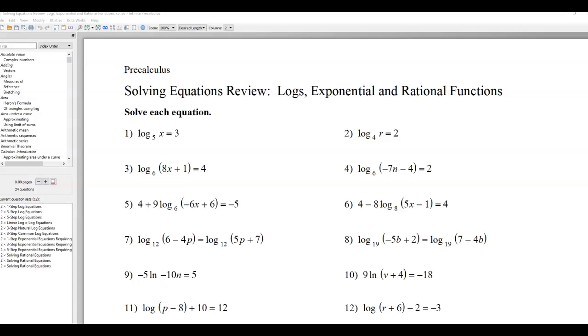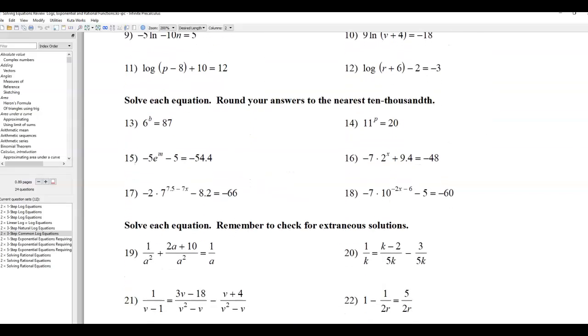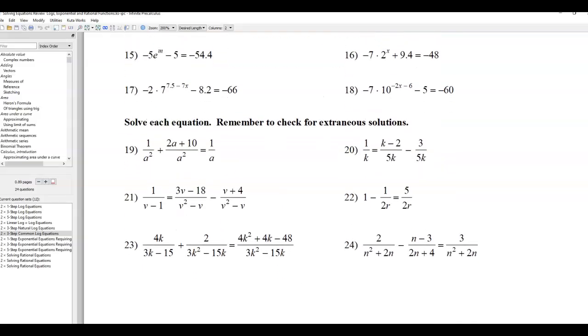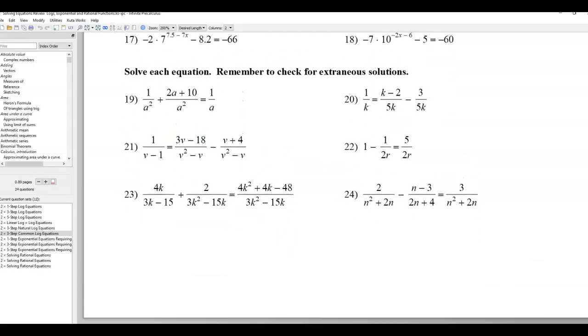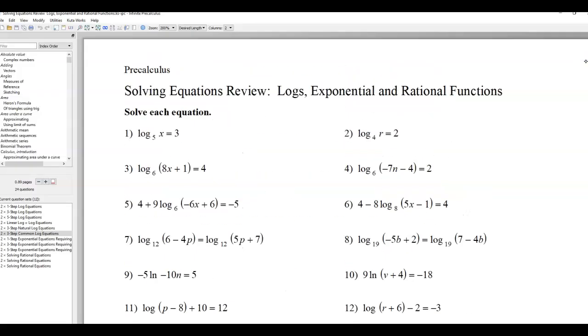All right, guys, in this lesson we're going to review how to solve three types of equations. Log equations, which you guys can see we're doing here on numbers 1 through 12. And we're also going to talk about how to solve exponential functions. That's numbers 13 through 18. And we'll also review how to solve rational functions at the end, 19 through 24. So let's go ahead and begin.